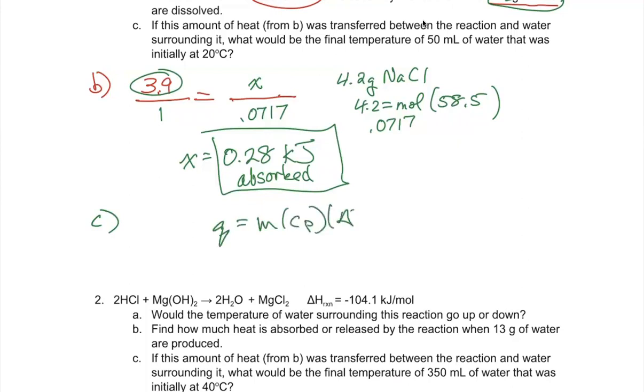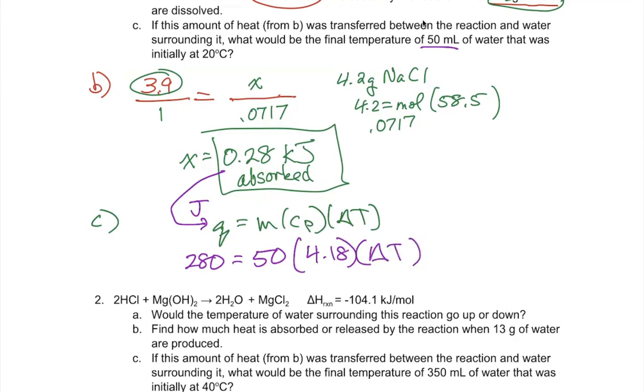If I'm solving for the change in temperature, I'm going to use Q equals mCp delta T. Before I plug this in here, I'm going to have to convert from kilojoules to joules. So moving the decimal 3 spaces gives me 280. Mass of water is 50 grams. Specific heat of water is 4.18. And I'm solving for the change in temperature. So 280 divided by 50 and divided by 4.18 gives me a change in temperature equal to 1.3 degrees Celsius.